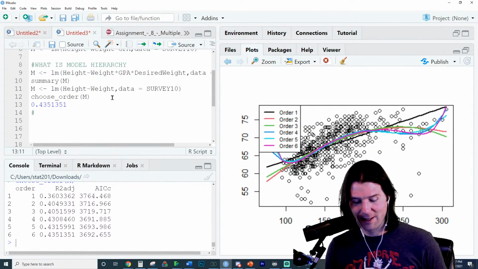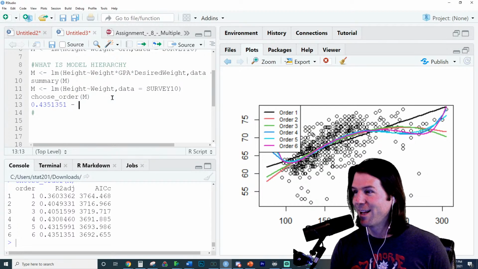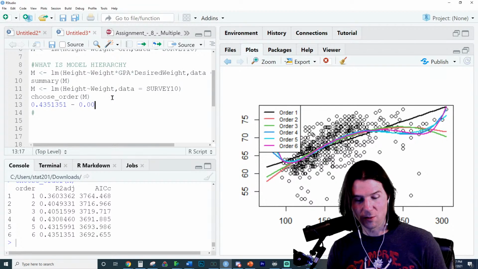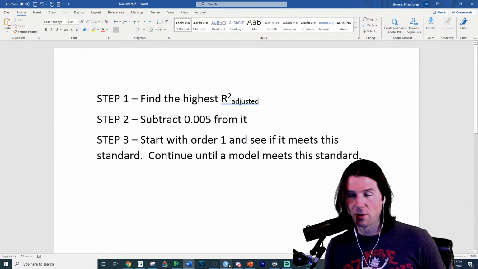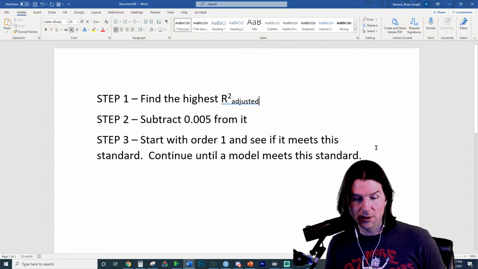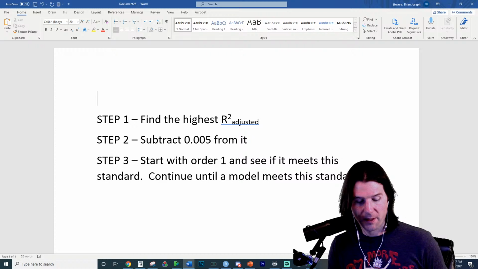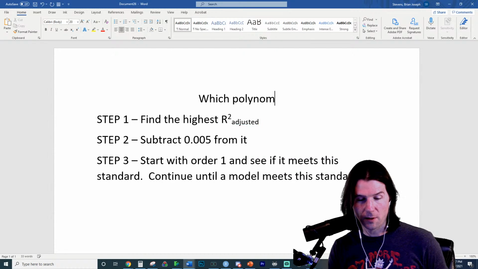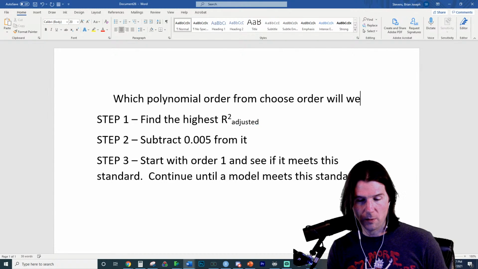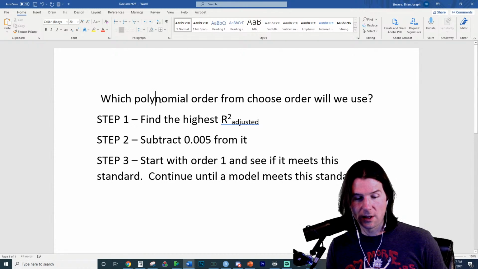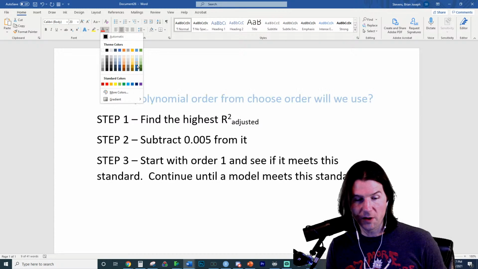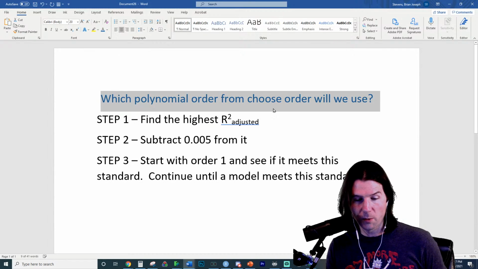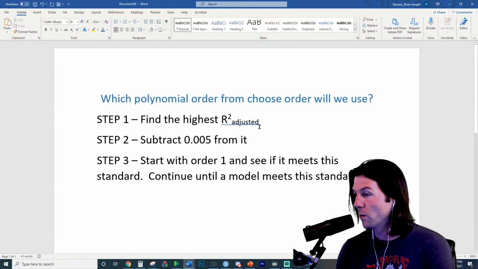So I'm going to take it, and then I'm going to subtract. No, we're just going to subtract this right here. So the whole point of this, let me put this, I'll explain why we're doing this, because maybe the why would help. Which polynomial order from choose order will we use? So the question we are asking is, which polynomial from the choose order will we use? That's what we're investigating right now.